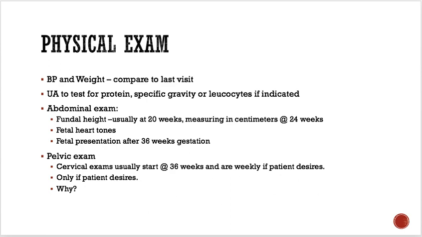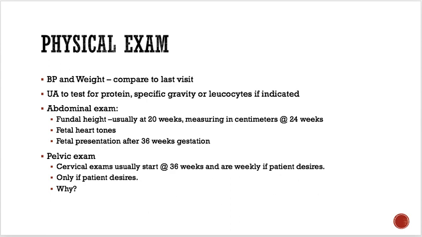We usually start doing Leopolds around 34 to 36 weeks for presentation. And if we are unsure what her presentation is, at 36 weeks we would be sending her for an ultrasound evaluation, because we would be considering doing a version so that she can have a vaginal delivery. For a pelvic exam, we usually start doing those at 36 weeks and then weekly if the patient desires. We usually do them at 36 weeks just to see what her cervical status is. After that, it really is only if the patient desires.